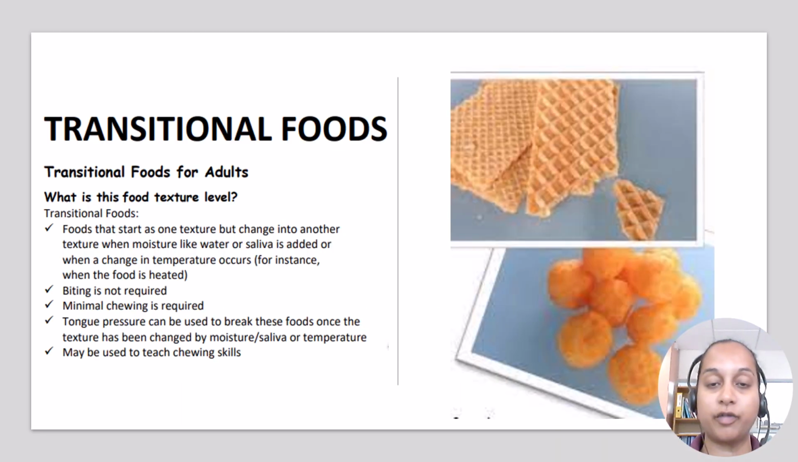Some residents are recommended transitional foods. These are foods which change from one texture to another, for example, when saliva is added. Typical examples of these types of foods are Wotsits, wafers, and thin chocolate.